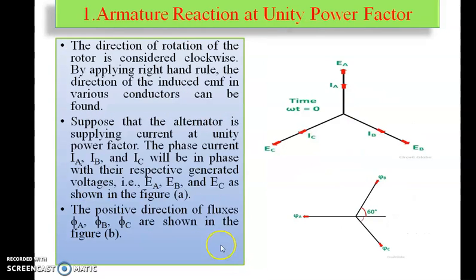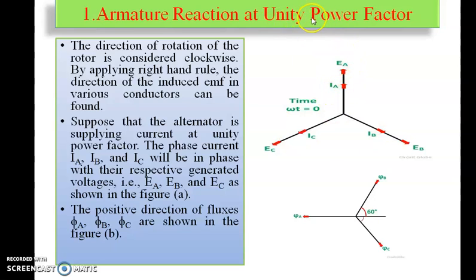Okay, now we will move to the first part, the armature reaction at unity power factor. Okay, at unity power factor, as we know, the direction of rotation of the rotor is considered clockwise. By applying the right hand rule, the direction of induced EMF in various conductors can be found. Simply, as we know, for unity power factor the current is always in phase with the voltage.